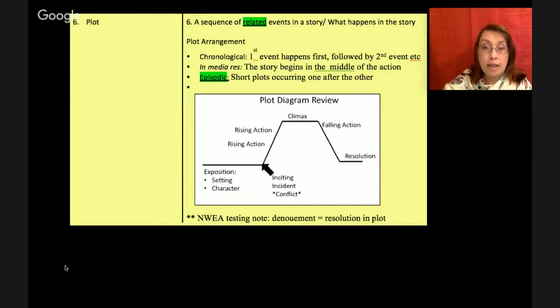Falling action and the last piece there, resolution, are often confused, and I tell my students that the resolution is the long-term outcome. That's where you're really going to see the theme. How did the characters change? What did they learn? When they went back to their lives after solving this problem, how were they changed in the long run? That's resolution.